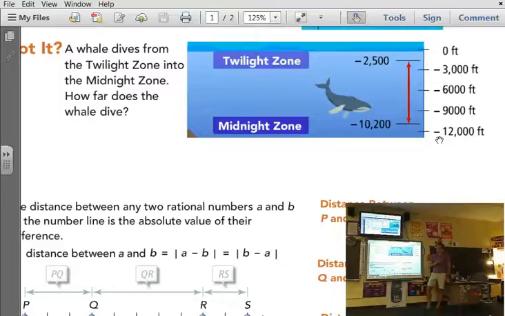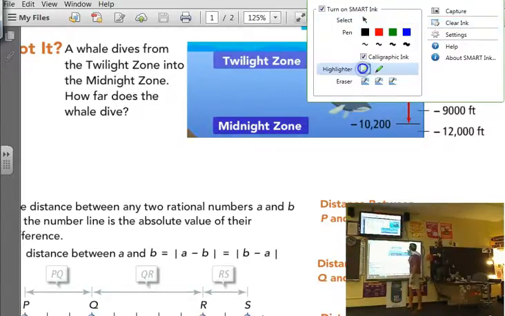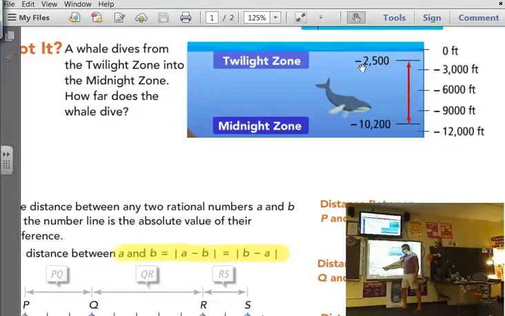So again, to find the distance between them, it's either A minus B or B minus A. Right here, you might want to highlight this. Distance between A and B is always absolute value because it has to be positive. It's either A minus B or B minus A.